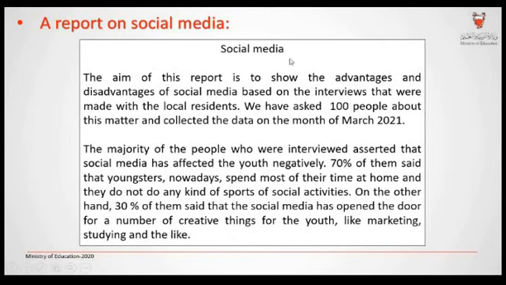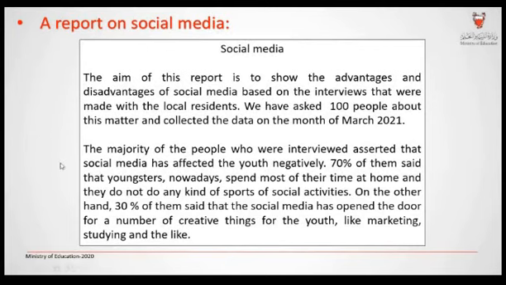It's about social media. The aim of this report is to show the advantages and disadvantages of social media based on the interviews that were made with the local residents. We have asked 100 people about this matter and collected the data in the month of March 2021.